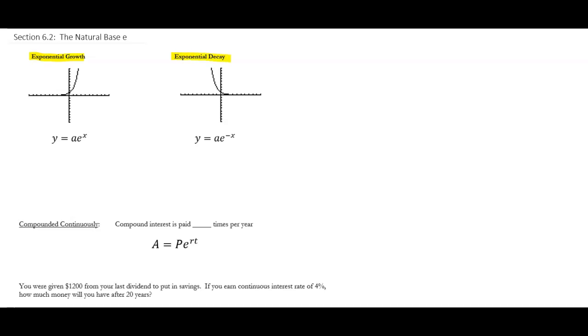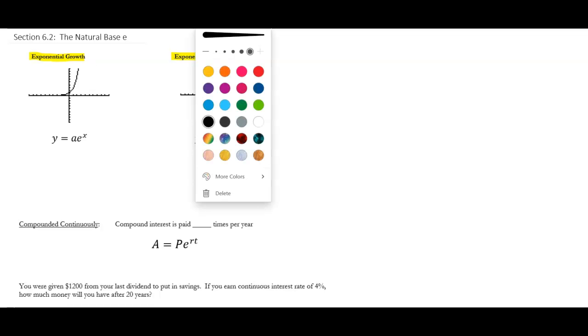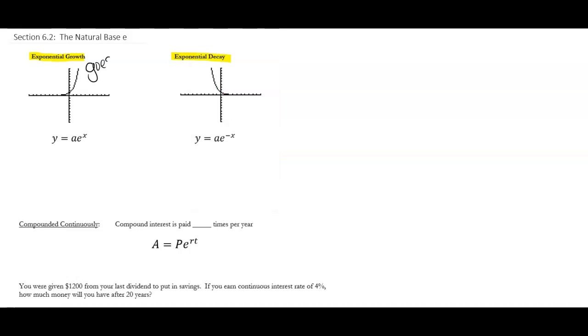Remember, growth goes away from the x-axis, and remember, decay goes towards the x-axis. So what happens? Growth gets bigger, the y values get bigger, and with decay, the y values get smaller. So that's why it goes towards.